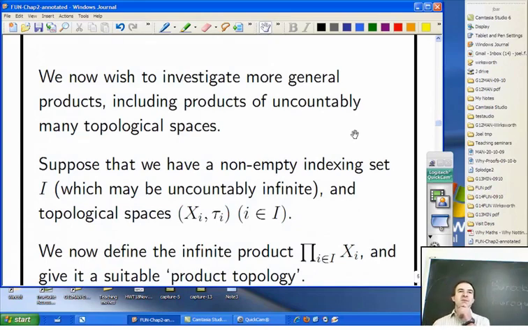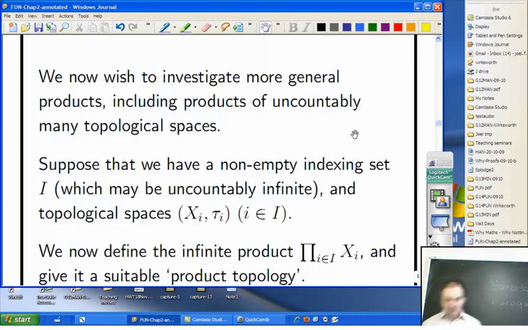So now we want to make a jump and start taking products of infinitely many spaces, maybe even uncountably many spaces. This will come in quite a lot in the functional analysis later, especially when we look at topologies on the dual space, the weak star topology, and later when we come back and look at Banach algebras. It will be very important when we need something called the Banach-Alaoglu theorem, about the unit ball of the dual of a Banach space being weak star compact.